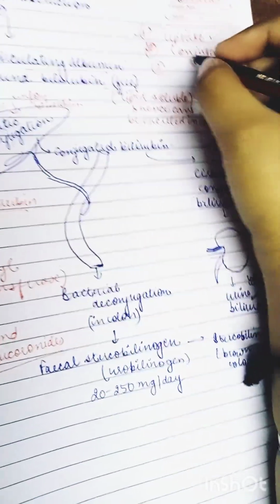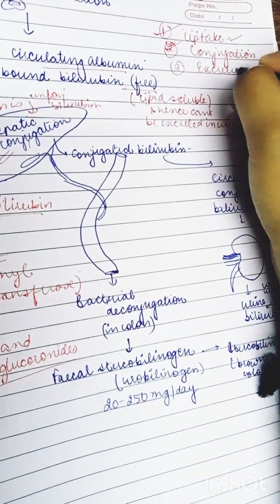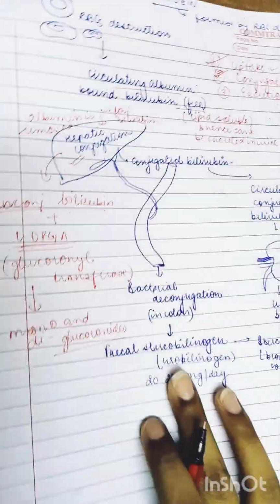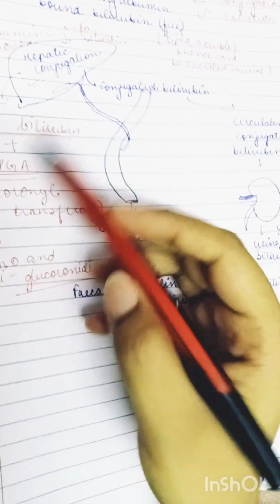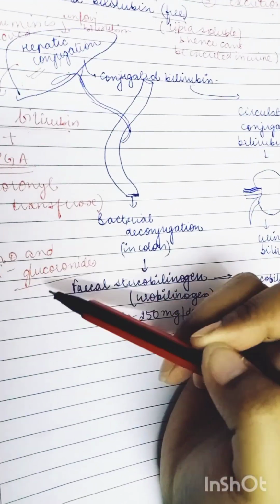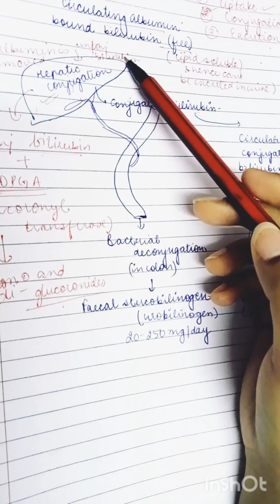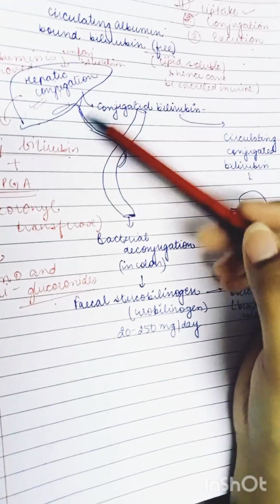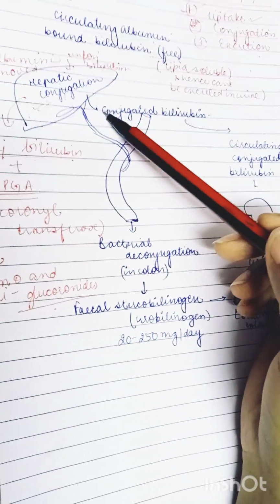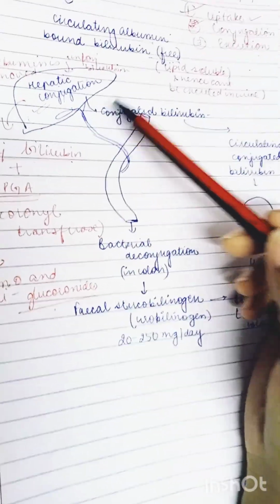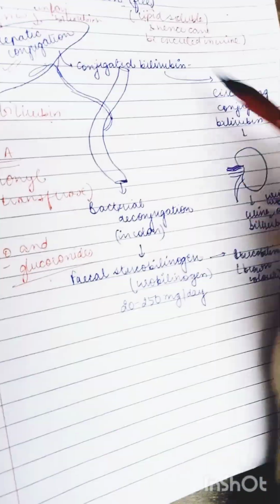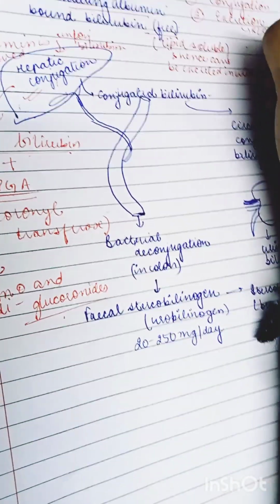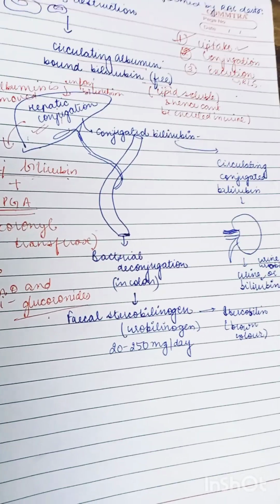Now the third step is excretion. The conjugated bilirubin formed by the hepatic cells is now excreted, and this excretion of the conjugated bilirubin into the bile canaliculi is an active process. Therefore this is the rate limiting step in the fate of the bilirubin.